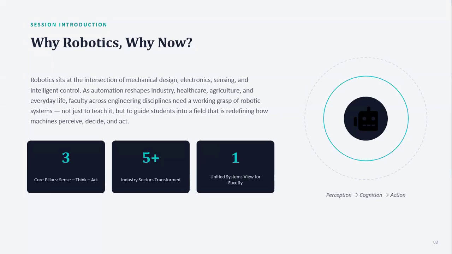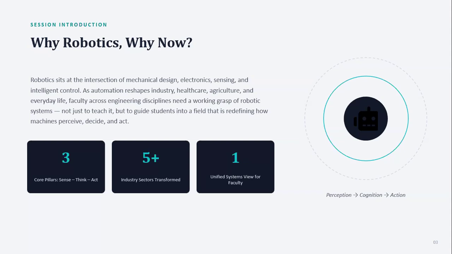So, this is our session introduction. Why should every engineering faculty member understand robotics? The answer is relatively simple. Robotics has become one of the most important transformative technologies of the 21st century. Today, robots are no longer limited to automobile factories. They are used in hospitals, agriculture, warehouses, construction, defense, education, and even our homes.